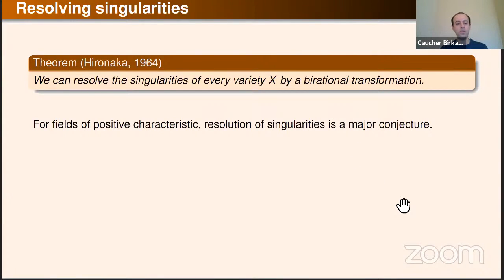So for young people who are interested in examples of problems in algebraic geometry, this is one of the examples. You can formulate it in a very simple way. It just says that if you have an affine algebraic variety, as I defined, over fields of positive characteristic, for example the algebraic closure of finite fields, then the conjecture says you can always resolve its singularity somehow. It's nice because the statement is simple, but it's a difficult problem.